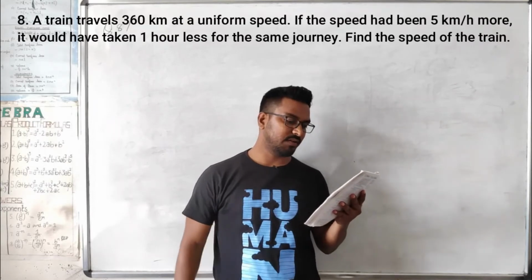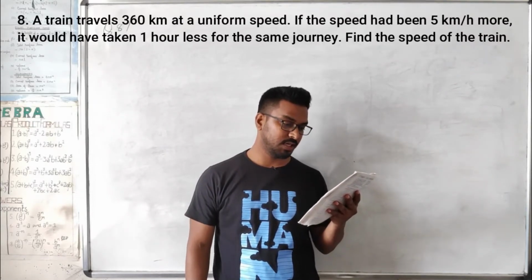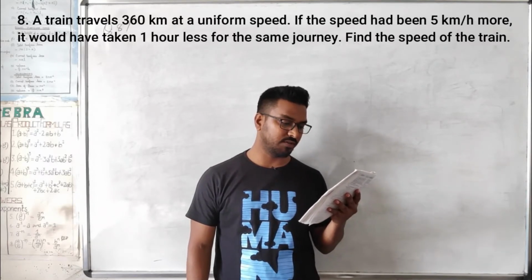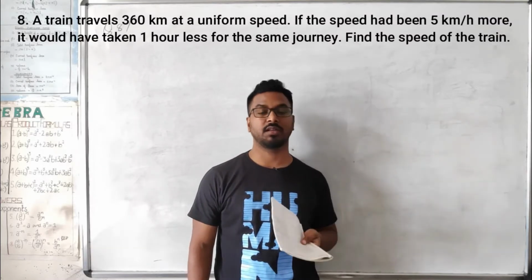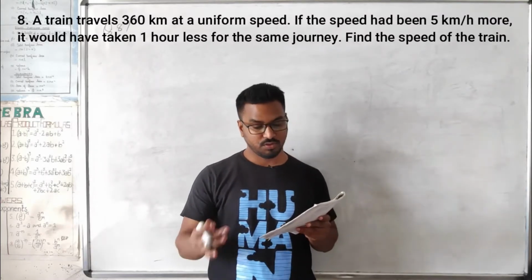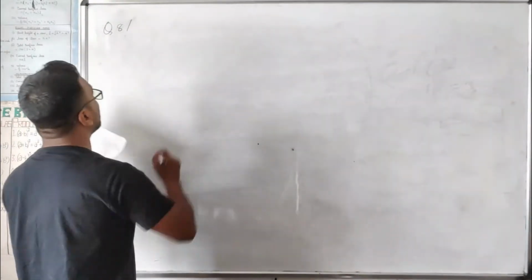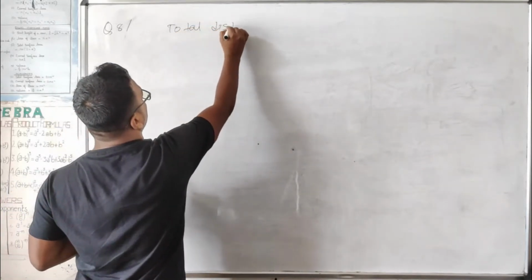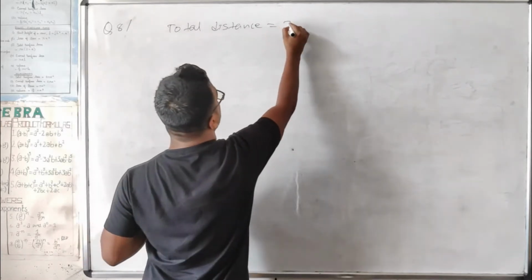A train travels 360 km at a uniform speed. If the speed had been 5 km more, it would have taken 1 hour less for the same journey. Find the speed of the train. So we don't know the initial speed, and the total distance is given, 360 km.